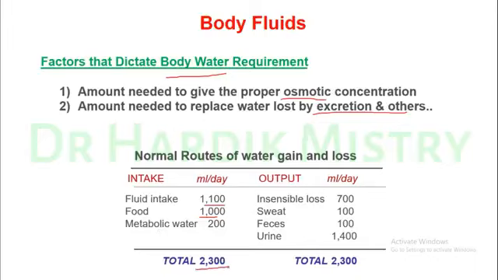Now if we speak about the output, insensible loss is around 700 ml per day. From sweat, around 100 ml per day. In the feces, 100 ml per day, and in the urine, 1400 ml per day. If we total all of this output, the total will be 2300 ml.